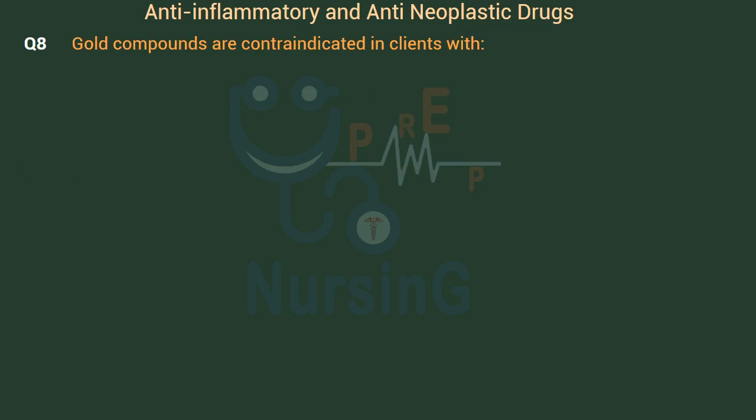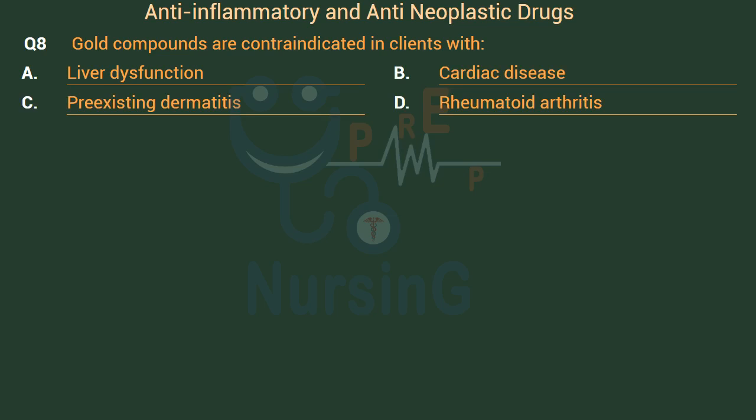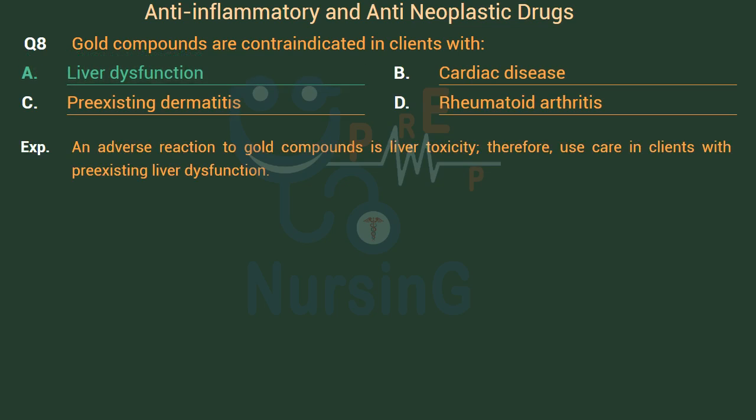Gold compounds are contraindicated in clients with: Option A. Liver dysfunction. Option B. Cardiac disease. Option C. Pre-existing dermatitis. Option D. Rheumatoid arthritis. Right answer is Option A. Liver dysfunction. An adverse reaction to gold compounds is liver toxicity, therefore, use care in clients with pre-existing liver dysfunction.